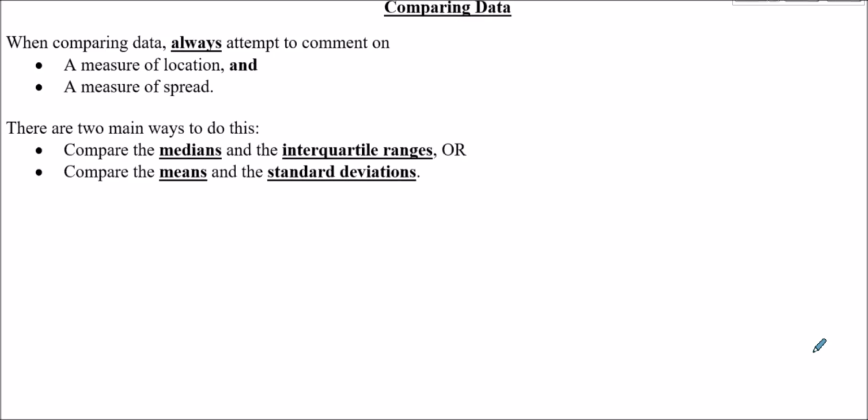So there's two main ways to do this. The first way is to compare the medians and the interquartile ranges, or alternatively, you might want to compare the means and the standard deviations.